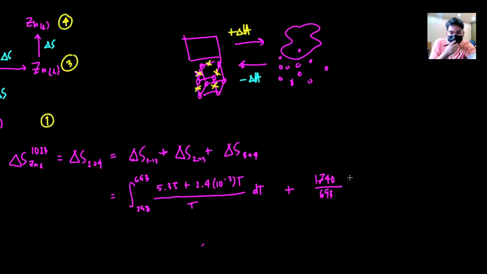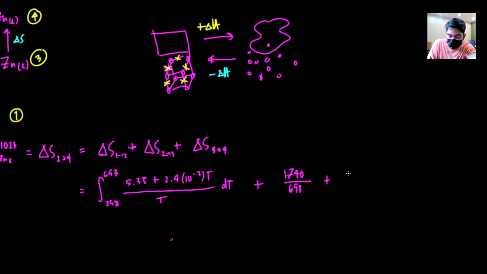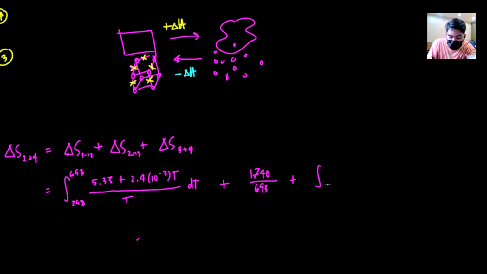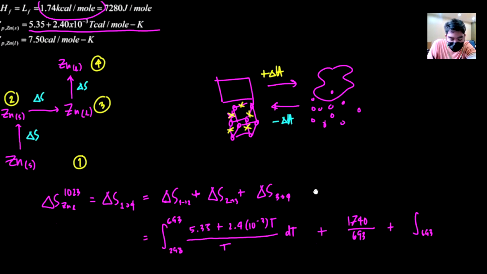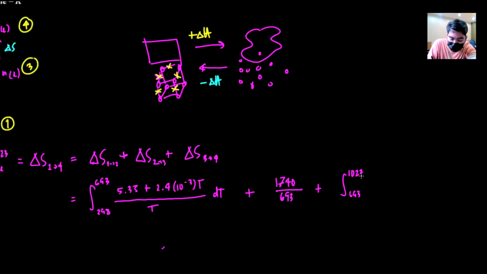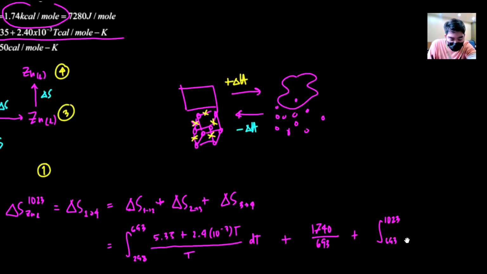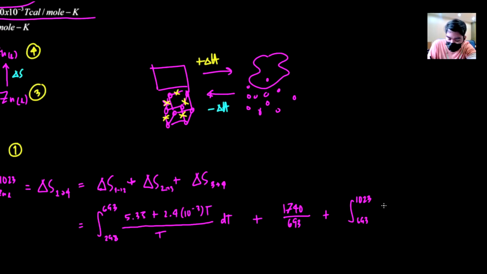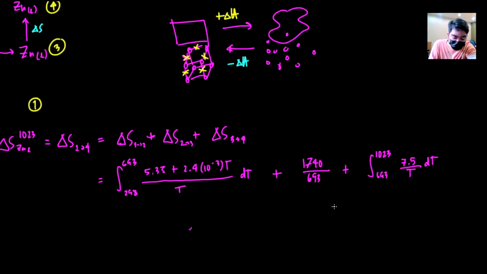Then the last one is the liquid phase. So that's from state 3 to state 4. So if we input that, that becomes from 693 all the way up to our final temperature of 1023. Okay, that's 1023. So what is the CP value? It's 7.5 cal per mole. So that's 7.5 divided by T dT. Let's try to solve this, and you can use MS Math, or you can also use your calculators.